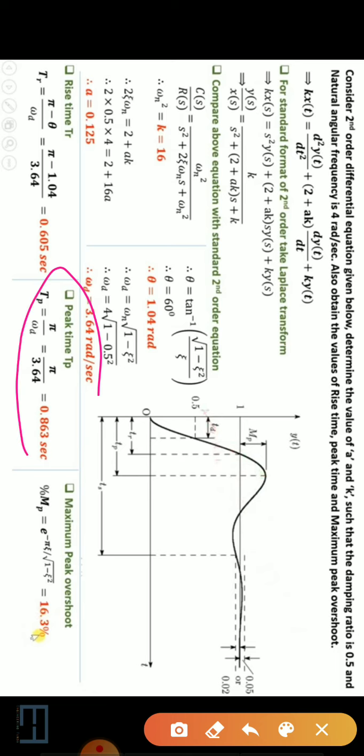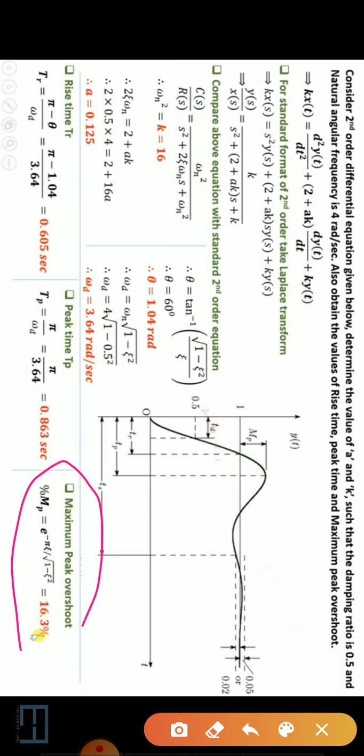So next is Tp. The formula for Tp we already know, pi by omega d, pi is 3.142, omega d we already calculated, 3.64. So put that value, then you will get Tp as 0.863 second.